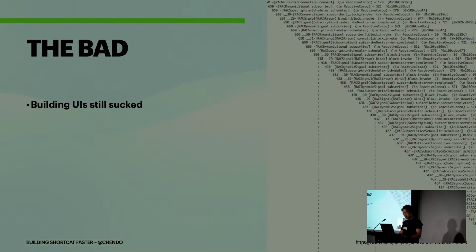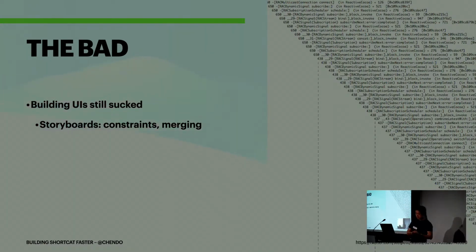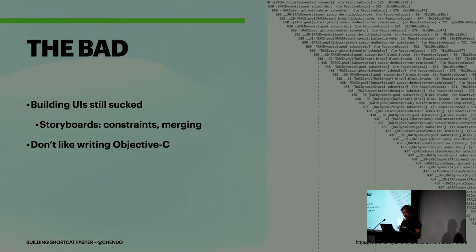building UIs sucked still. I don't like storyboards. Constraints were kind of annoying. I don't like the kind of weird graphical way you build it, but also it was just kind of hostile to work with. And merging a storyboard in Git was a disaster generally. And I still didn't like writing Objective-C. I just had to do it.